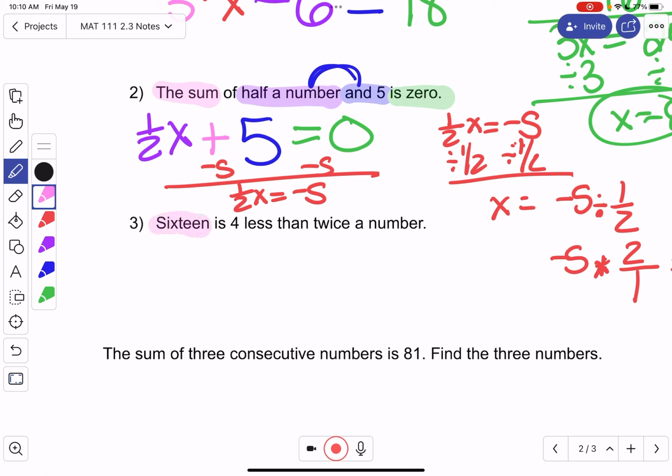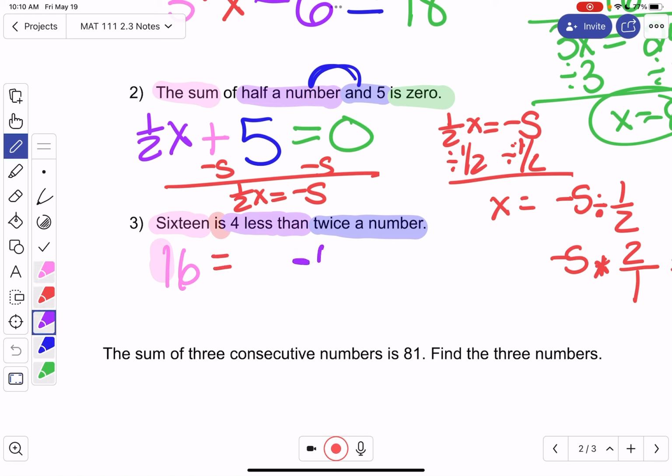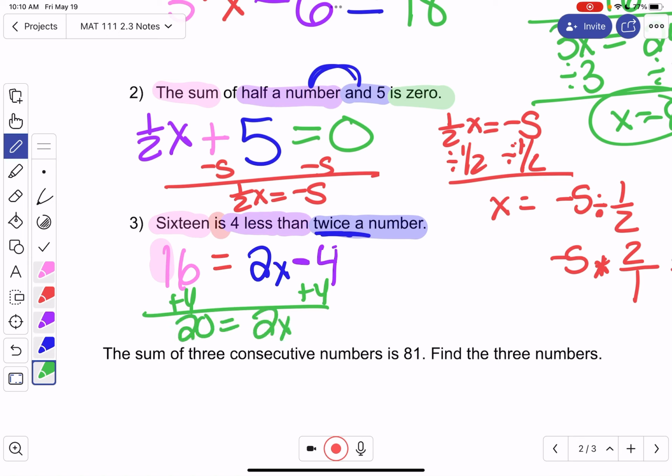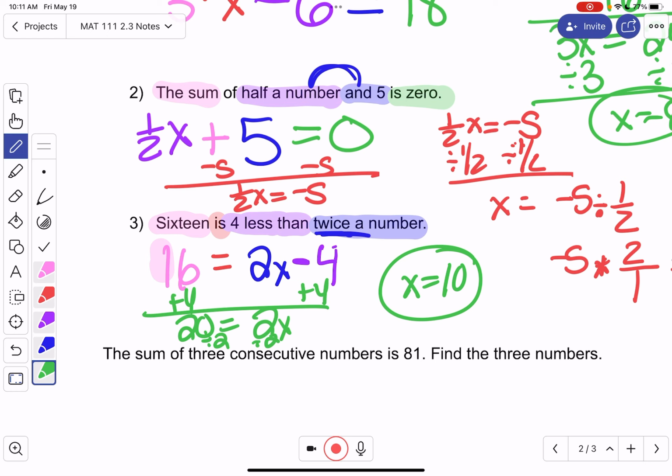Number 3, 16 is 4 less than twice a number. So 16 is equals 4 less than, so that means we're going to do something and then take away 4, twice a number. So that's 2 times x. Twice is a way to say 2 times. Now to solve this, we would add 4 to both sides, giving us 20 equals 2x. Then we would divide by 2 to get the x alone, and x equals 10. So those are just some quick examples of how we can do the different word problems.